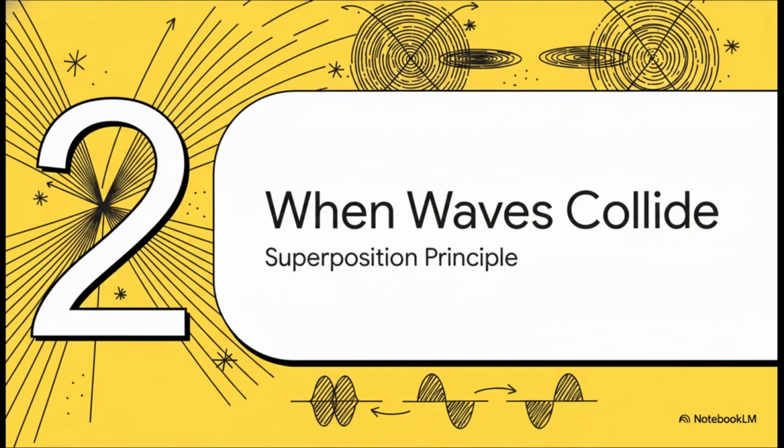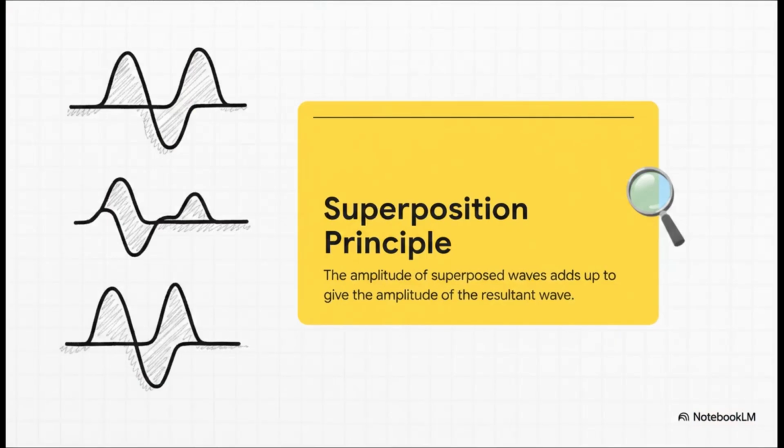Now, to really get a grip on interference, we have to start with the basics. What happens when waves actually meet? This is the foundational concept, a critical building block for everything else we're going to talk about, so pay close attention here. And here it is, the superposition principle. You are definitely going to want to remember this name for your exam. It sounds complicated, but it's actually super simple.